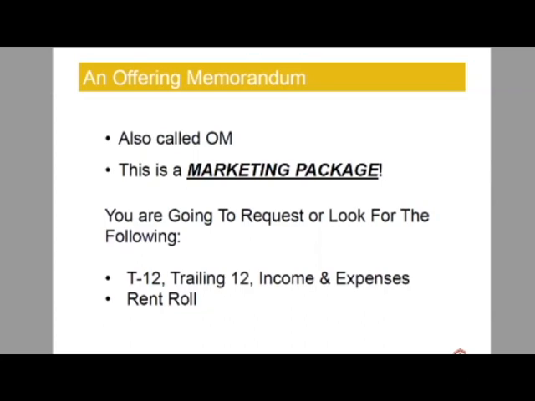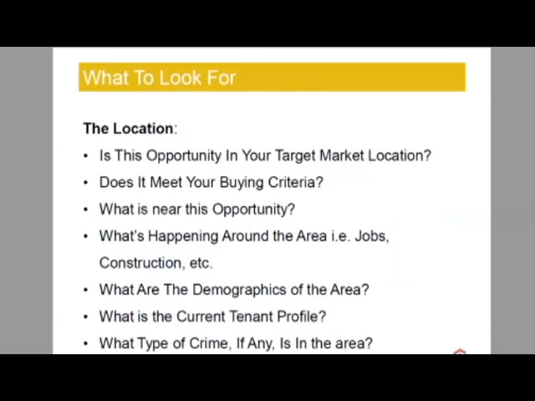So you're going to ask for a T12, or a trailing 12, or the income and expense report, along with the rent roll. Those two things you're going to ask for. The income and expense is called a T12. It's the trailing 12 months. It may be a T9. It may be a T3. You can annualize it from there. So that's your next call to the broker once the marketing package fits your criteria, then you move into this. So that's what you need to look for and ask the broker for, those two things.